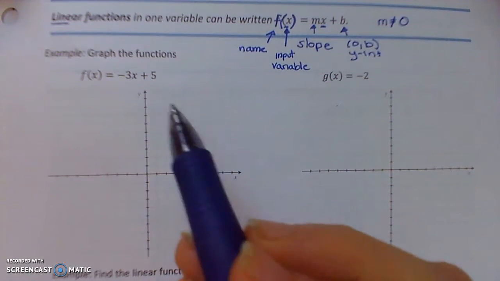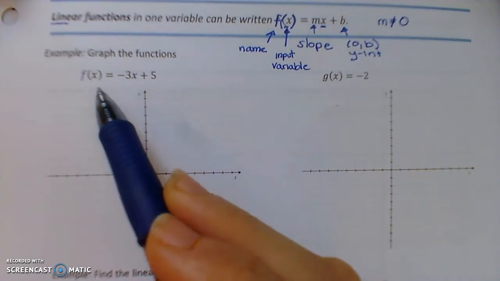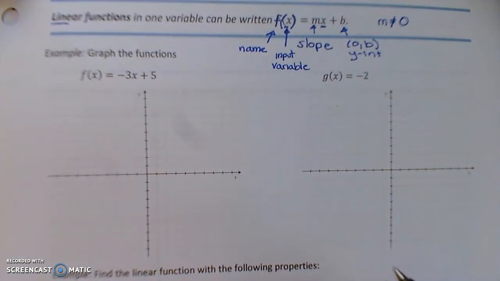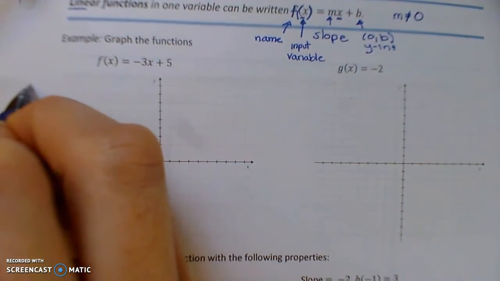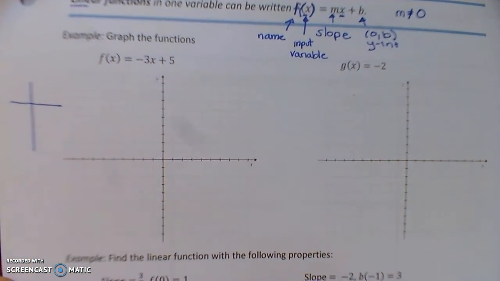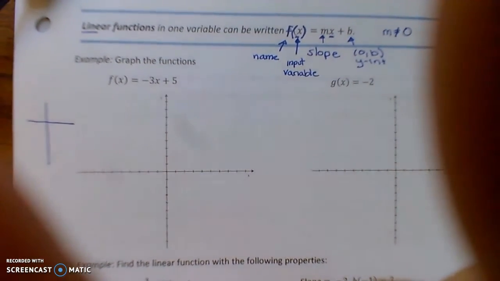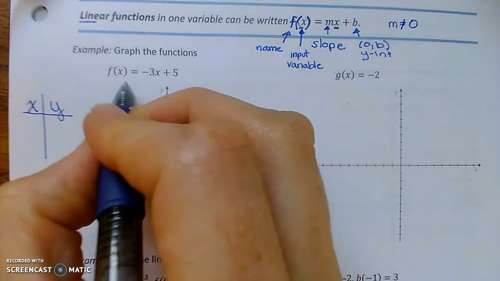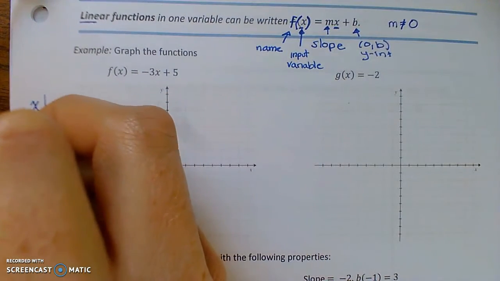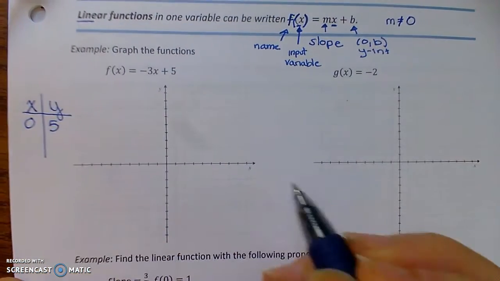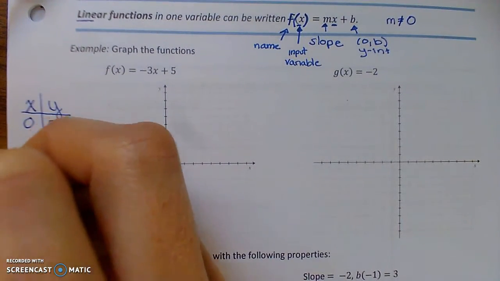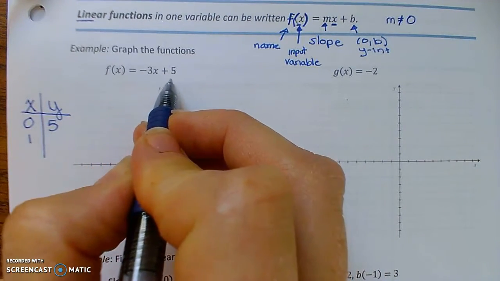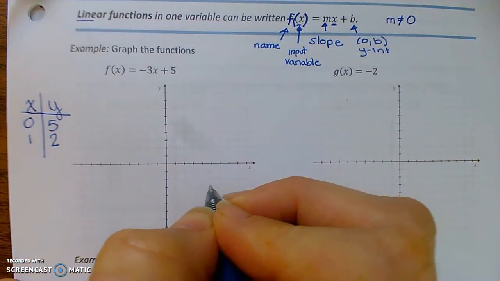You can graph linear functions the same way that you graph linear equations, y equals mx plus b. So you can always make a chart of values if you like, by plugging in numbers for x and seeing what you get out for the y coordinate. So f of 0, if you plugged in 0 for x, you would get out 5. That's your y-intercept, right? If you plugged in 1 for x, negative 3 times 1 plus 5, you would get out 2 for y, and so on and so forth.